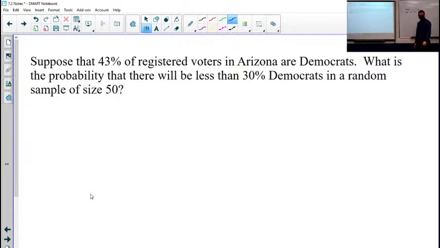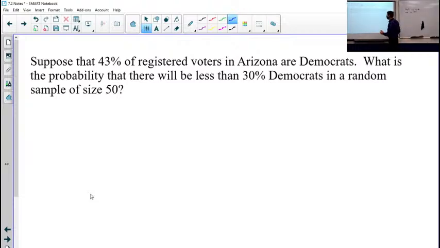Democrats, so I'm using blue. I'm so clever. All right. One of these is P, and one of these is talking about P hat. You need to figure out which one's which. How do you know that the 30 is talking about P hat? So the 43% of the registered voters, so this is of the population. This is 30% in a sample.